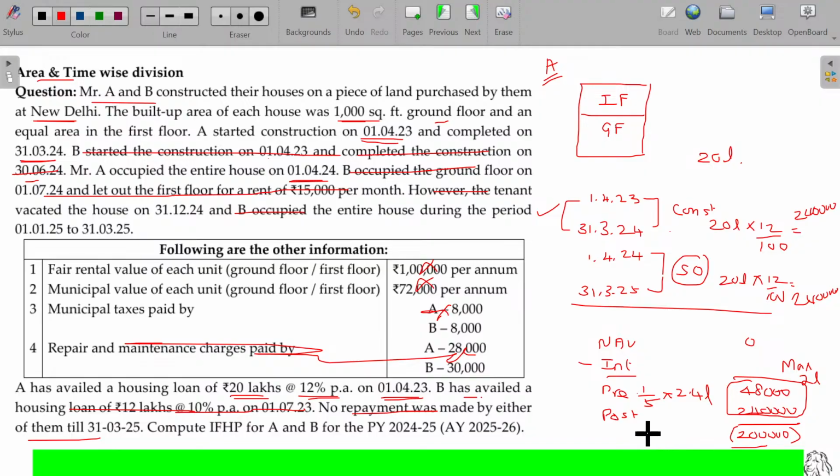Clear? Income from house property. In case of self-occupancy, the maximum interest deductible is only 2 lakhs. Pre-construction period interest 48,000, post-construction period interest 2,40,000, total 2,88,000, but anyhow restricted to only 2 lakhs. It is being the self-occupancy. If it is being let out, you can claim the full value. Okay.